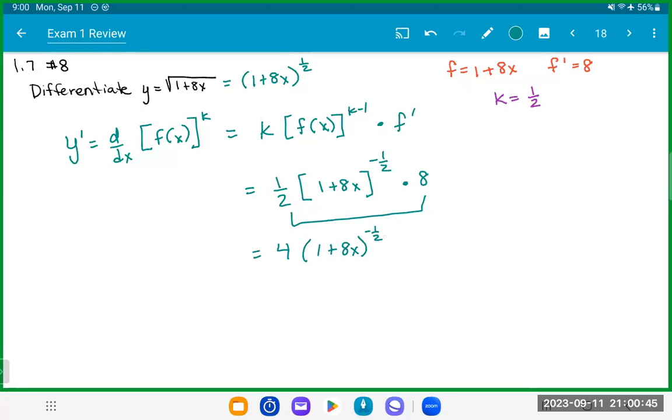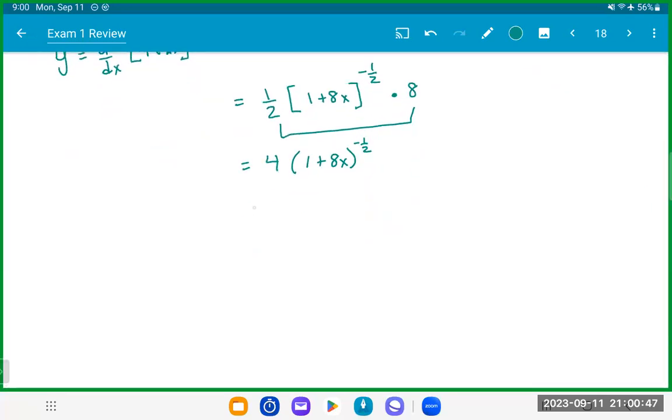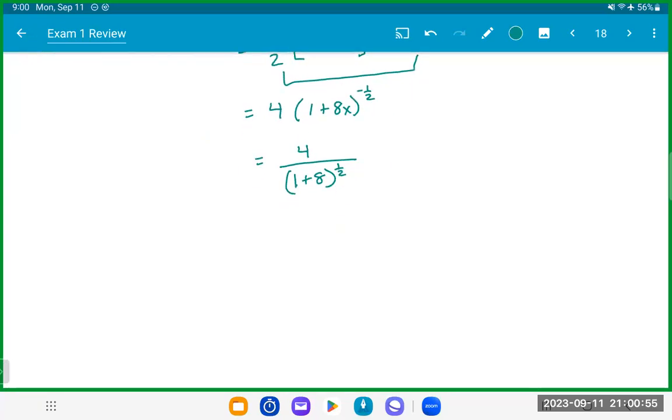To move that down into the denominator, that is 4 over (1 + 8x) to the positive 1/2. And now let's just convert that back into a square root. And so that is 4 over the square root of 1 + 8. Oh, 8x. Sorry, I dropped the x off of that second to the last step.